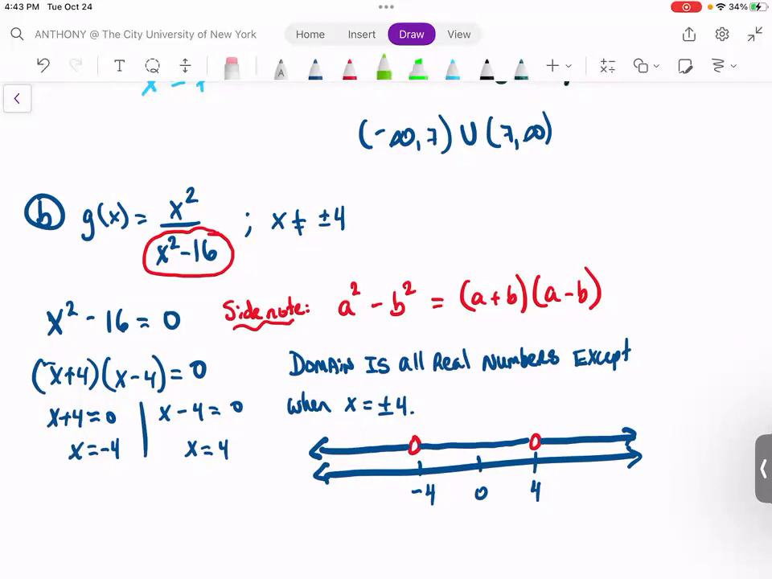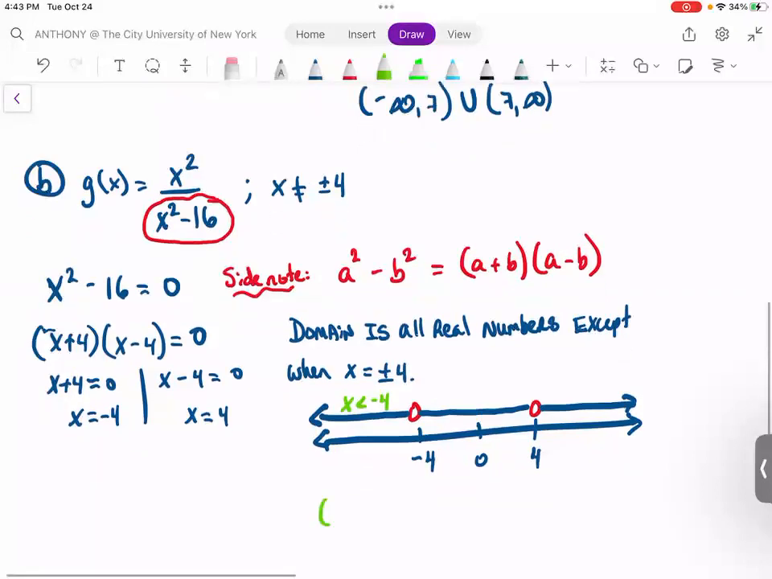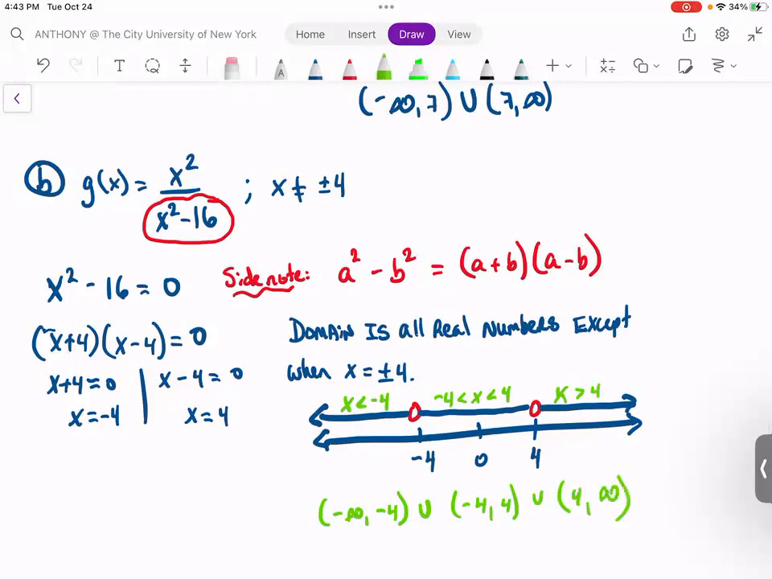The first interval that you write, when you're doing interval notation, is anything to the left of -4. So as an inequality, that means x less than -4. So this is from -infinity to -4. Union, anything now between -4 and +4. So we say -4 to 4. And then lastly, anything that's bigger than 4. So x is greater than 4. That implies 4 to infinity. And that is your interval notation for part B.